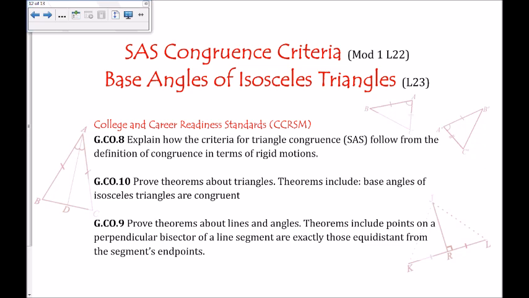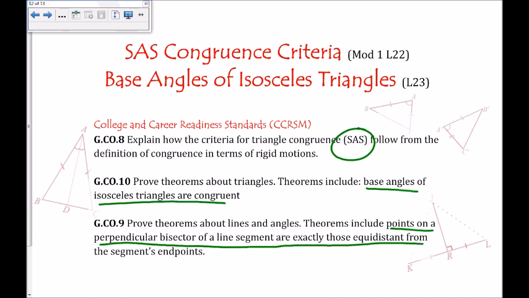The first is establishing the SAS congruence criteria. We'll then prove some theorems, including the base angles of isosceles triangles are congruent, and proving that points on a perpendicular bisector of a line segment are exactly those equidistant from the line segment's endpoints.